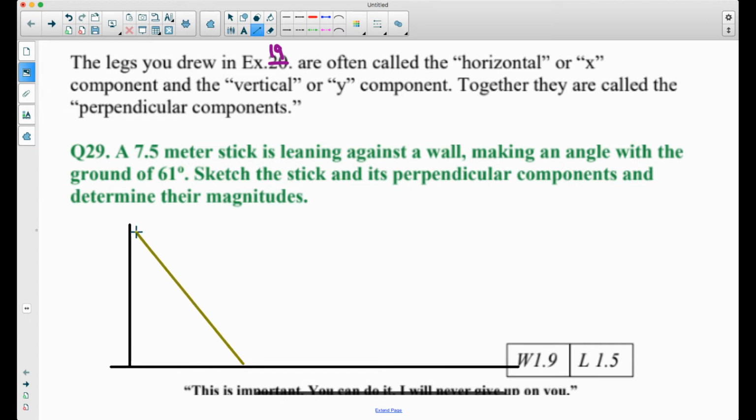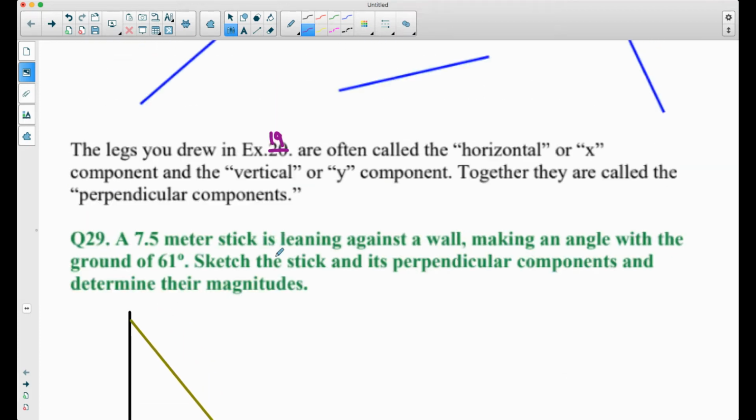Maybe something like this, close enough. Even if that's not 60 degrees, it's close enough. It's definitely more than 45, and it's definitely not 90, so it's close enough. So there's our stick, and our angle is right here, our 61 degree angle. And this one's pretty obvious. Wall, ground, stick, there's a right triangle. And so that's kind of the purpose of what we're doing here.